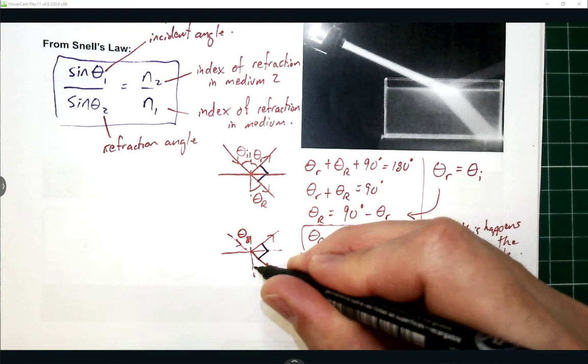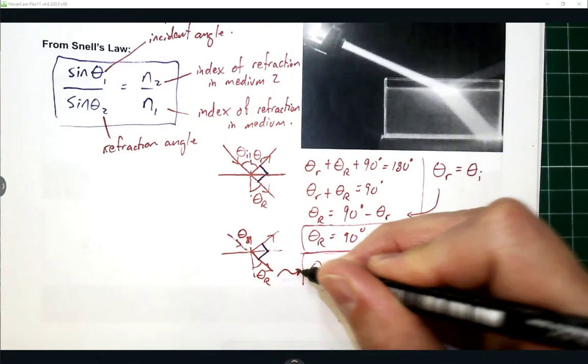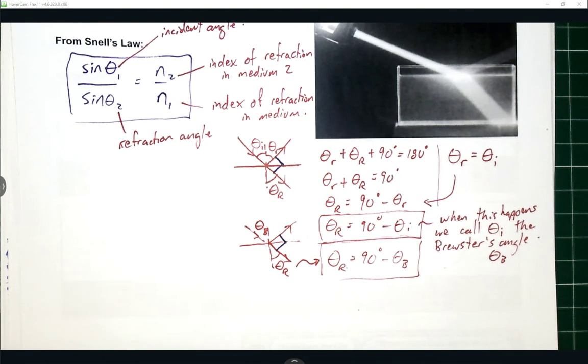And theta R would have the value that we just stated, 90 degrees minus theta B. Now that's nice because it relates theta R and theta B to one another, right? Or expresses theta R in terms of theta B. All right, so let's go back and do a little bit of math on this.